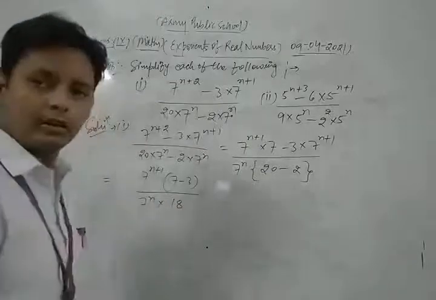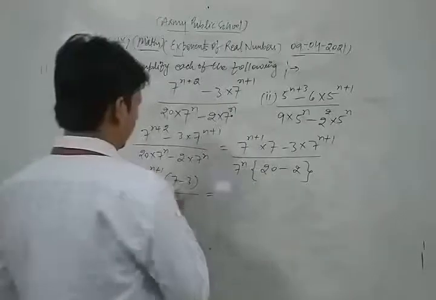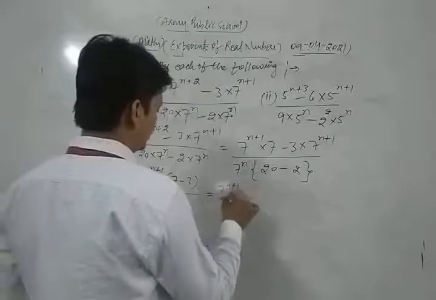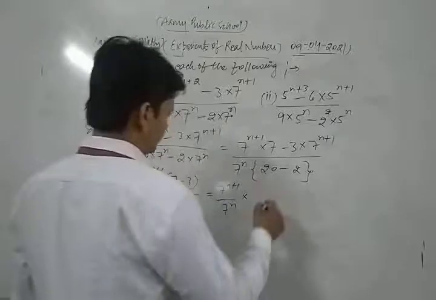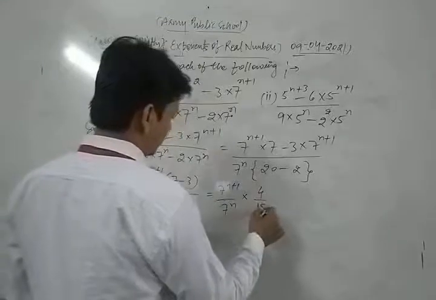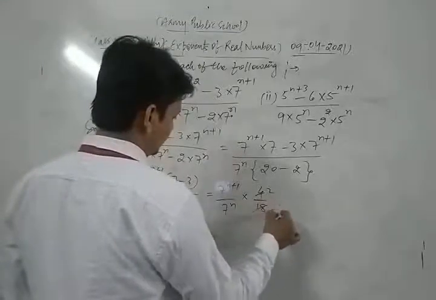Okay, dear students. Now let's see. We write 7 to the power n plus 1 upon 7 to the power n into 7 minus 3, that is 4, and upon 18. 2 4s are 8, 2 9s are 18.